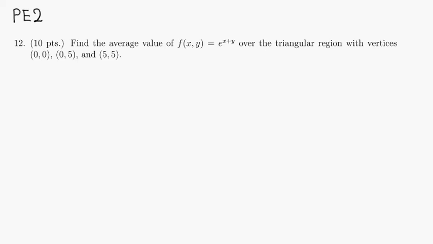Alright, let's look at practice exam 2, problem number 12. We want to find the average value of this function of two variables over a triangular region whose vertices are (0, 0), (0, 5), and (5, 5). Let's sketch the triangular region first.